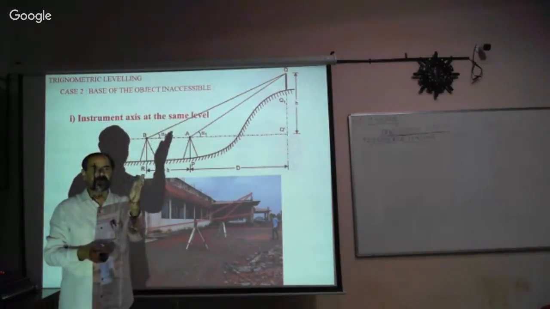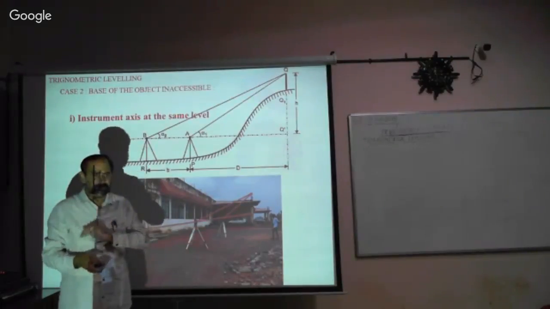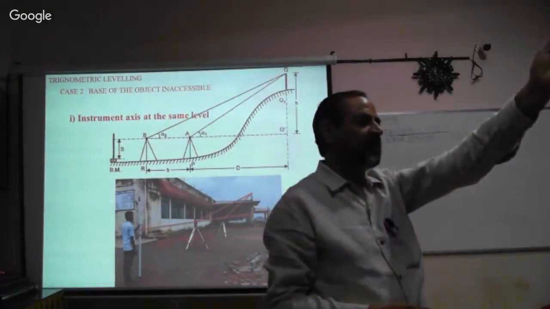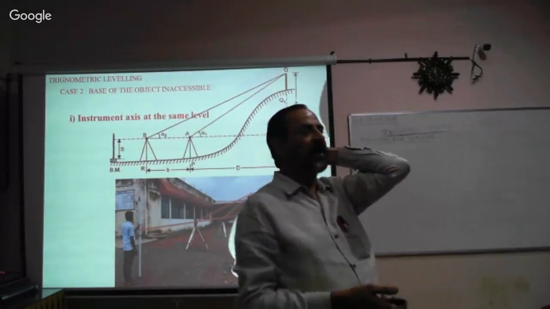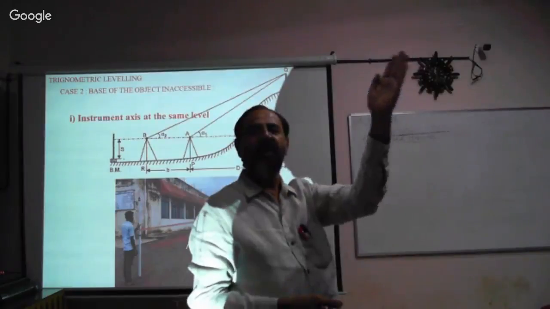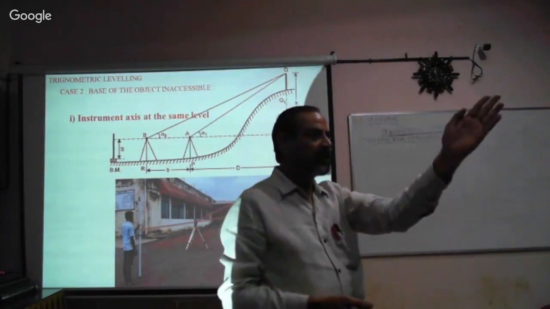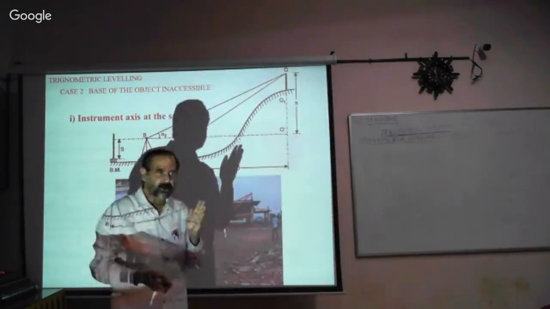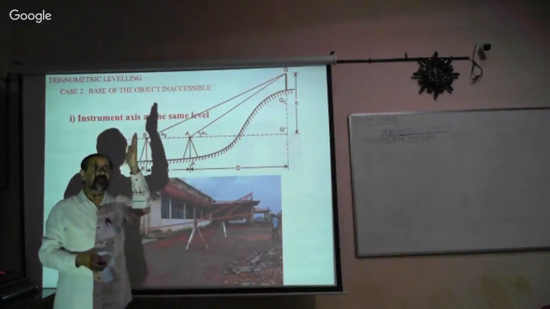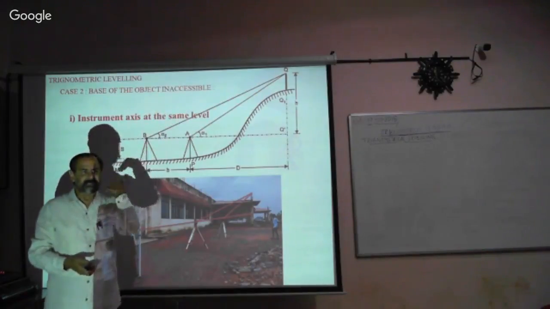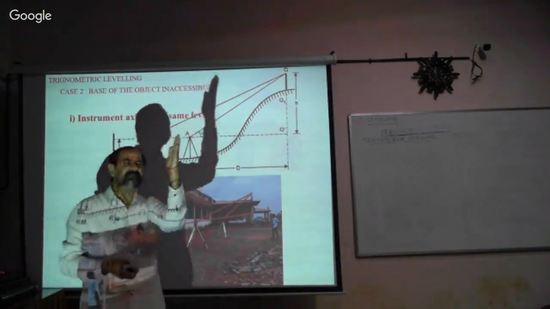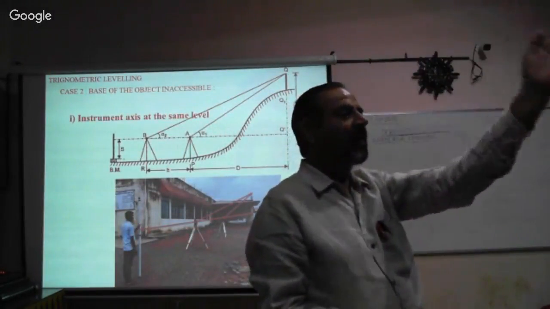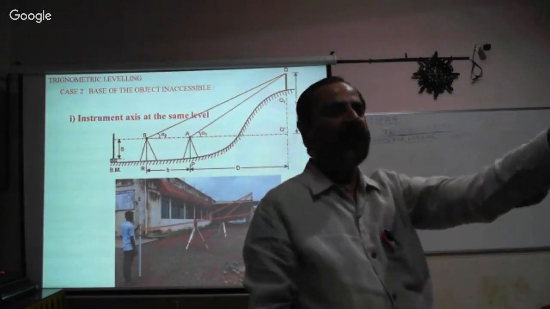Now please note, the instrument station 2, instrument station 1 and the object, these 3 are in one single plane, isn't it? Now this is called single plane method. Got it? Understood? Instrument station 2, instrument station 1 and the object, all the 3 are in the same vertical plane. Therefore, it is called single plane method.